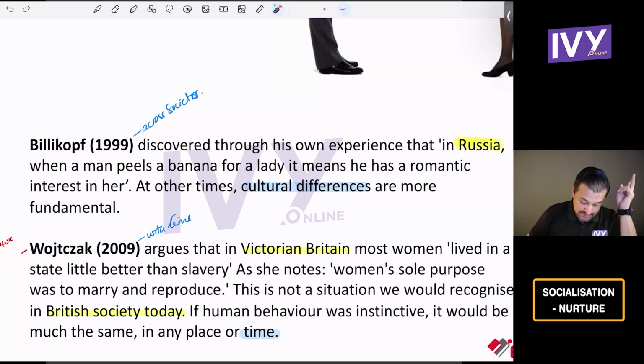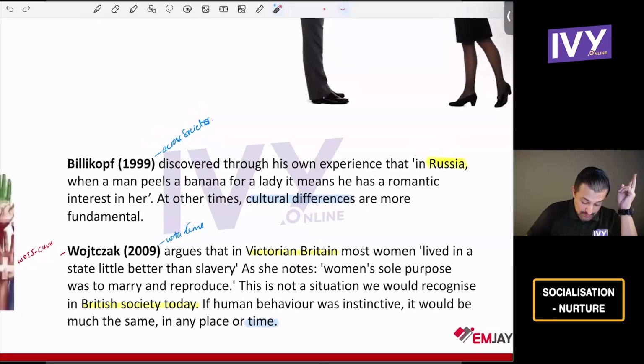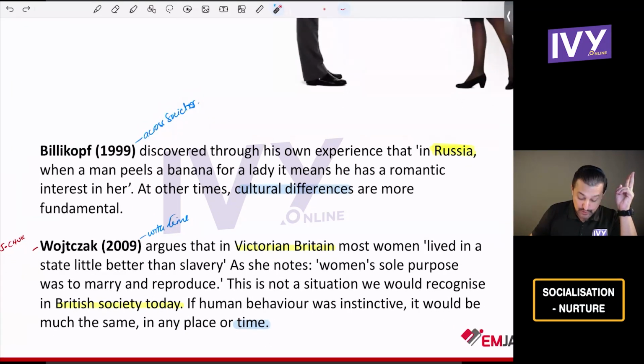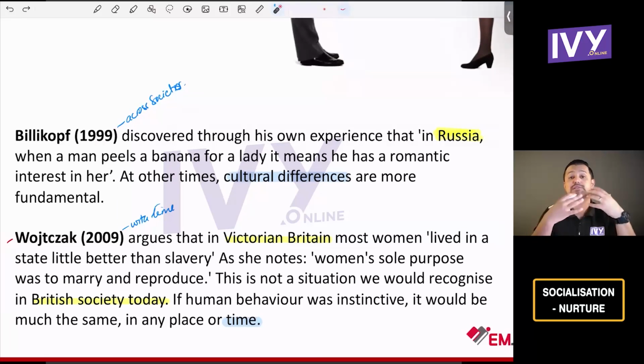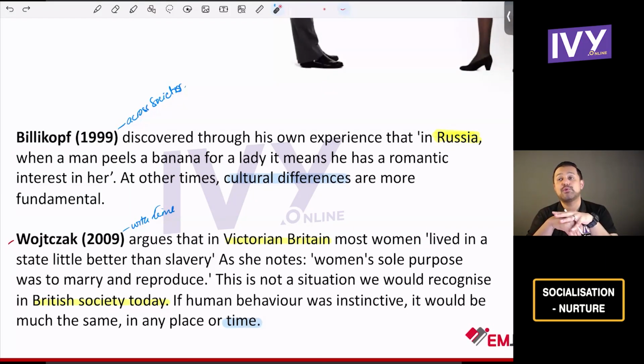Number three, if we speak about Wojciech. Now, with time, see, these differences that we are referring to over here, we get to witness them if we're talking about a comparison between one society and another. Like I had mentioned, cross-cultural variation.